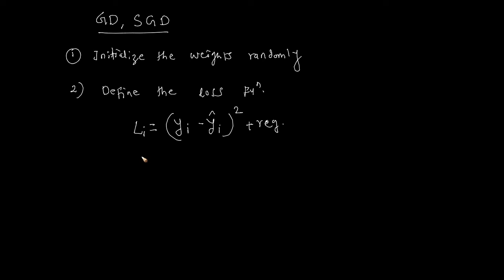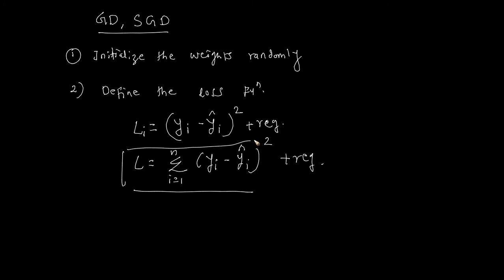Now the loss for all the inputs is the sum of the individual losses. This is the individual loss. So let me call the total loss L, equal to the sum over i equal to 1 to n, if there are n inputs, of (yi minus yi hat) whole squared plus regularizer. So this is the total loss.